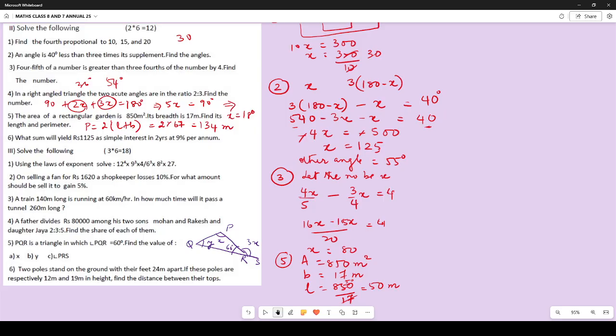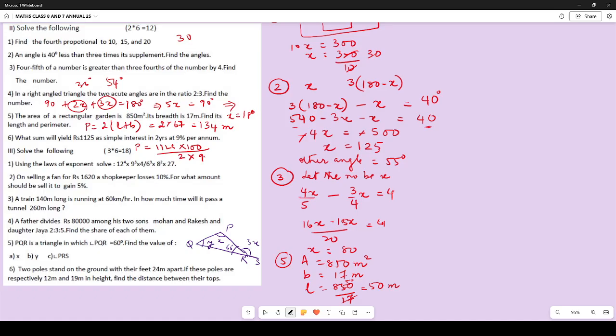Okay. Now let us move on to question number 6. What sum will yield 1125 as simple interest in 2 years at 9% per annum? So you have to find out the principal once again. So P is equal to SI, 1125, SI into 100 by time into rate.